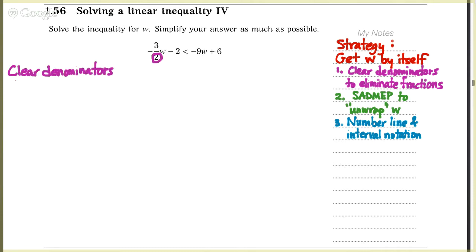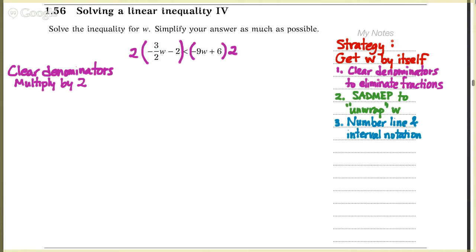First, let's talk about clearing denominators, nuking the fractions so that we can work with just whole numbers in the end. Well, the only denominator, the only fraction in this inequality is that -3/2 out in the front. So if we're going to clear that away, we need to clear away that denominator of 2. The idea behind clearing denominators is to multiply by a whole number that will clear all the denominators of all the fractions away. And since 2 is the only denominator here, let's just multiply everything by 2.